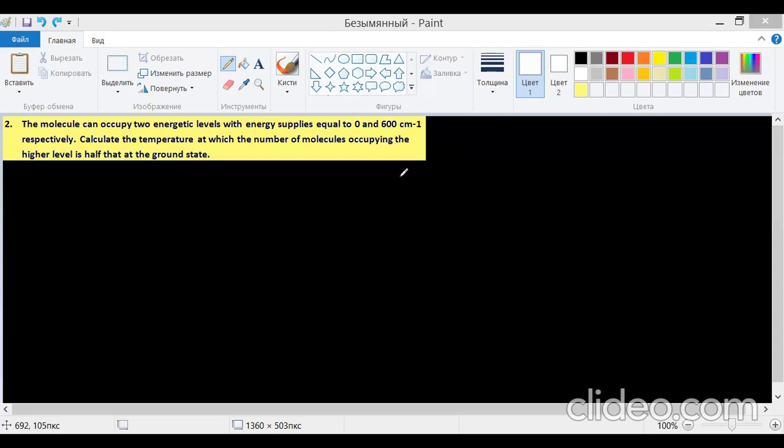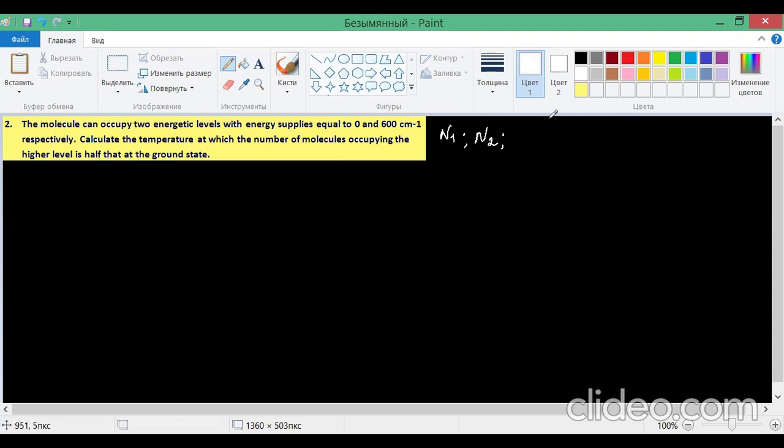So let's start from some designations. n sub 1 is the number of molecules which occupy the ground state, okay? While n sub 2 is the number of molecules which occupy the higher energetic level.